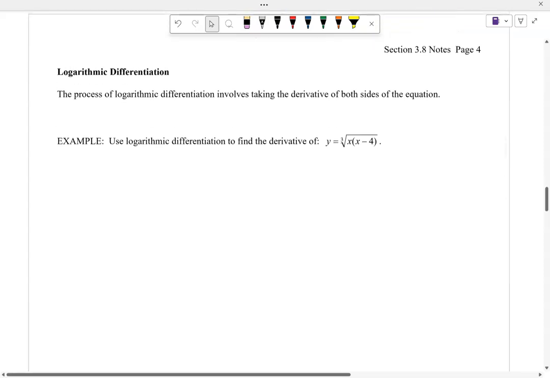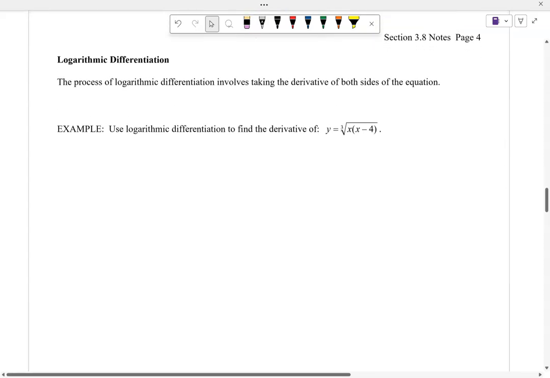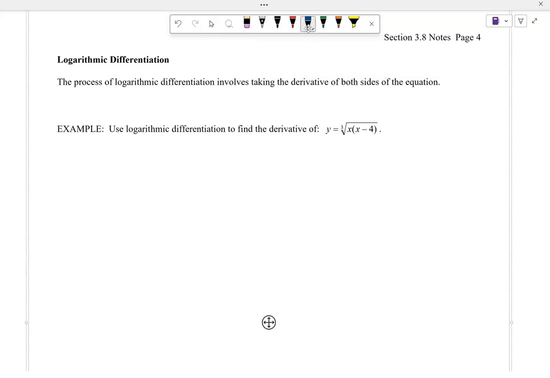All right, let's move into logarithmic differentiation. So this process involves taking the derivative of both sides of the equation. This is why we do it this way, you guys, is to usually release a variable from the exponent position, or it can be used to break up a product or quotient. So it can be easier than using the chain rule.